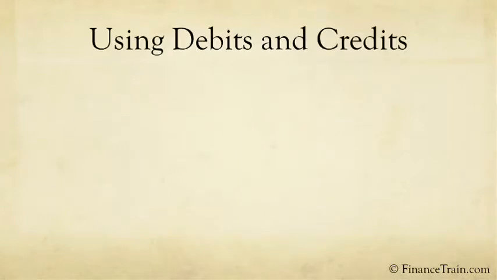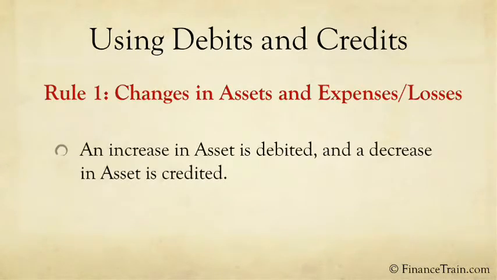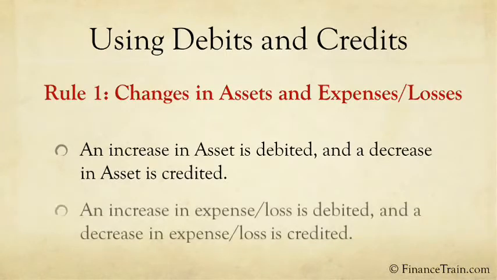How does one know what should be debited and what should be credited? There are two fundamental rules that you need to memorize with respect to debits and credits. The first rule is for recording a transaction related to assets, expenses, or losses. An increase in asset is debited and a decrease in asset is credited. Similarly, an increase in expense or loss is debited and a decrease in expense or loss is credited. I'll suggest that you make a note of these points on a piece of paper as it will be useful in the following slides.